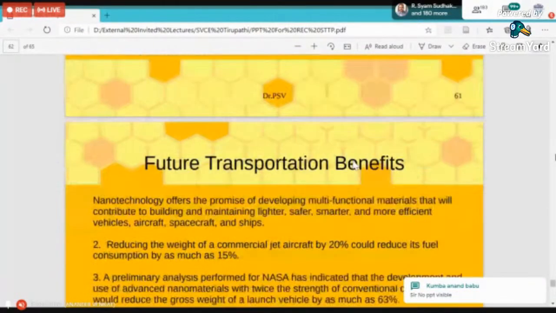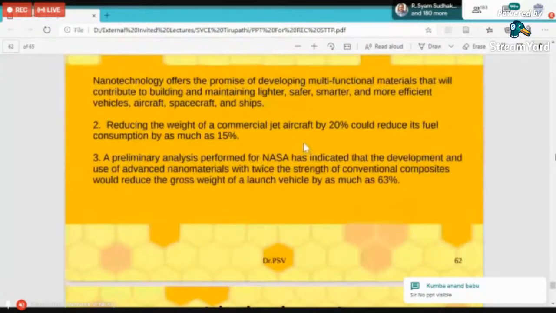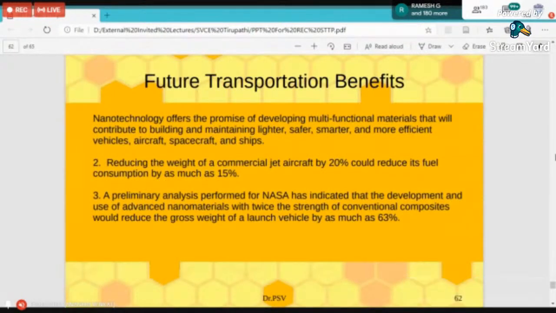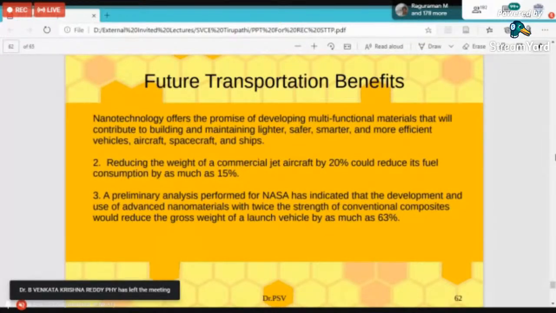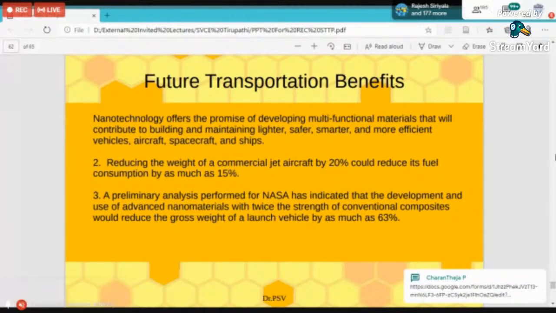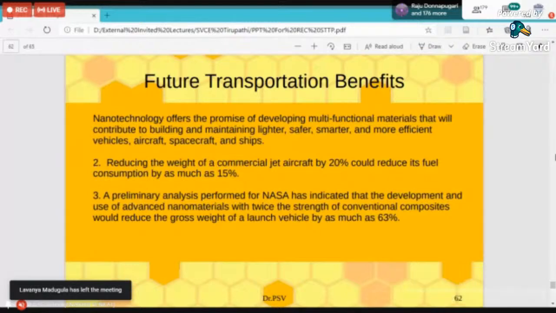Now come to the future transportation benefits. Nanotechnology offers the promise of developing multifunctional materials that contribute to building and maintaining lighter, safer, smarter, and more efficient vehicles, aircraft, spacecraft, and ships. So this is achievable by nanotechnology. If you reduce the weight of a commercial jet aircraft by 20%, then you can save fuel consumption by 15%.